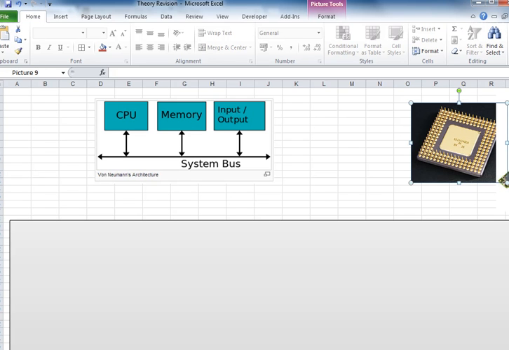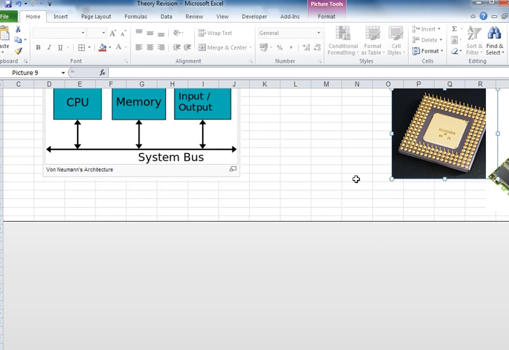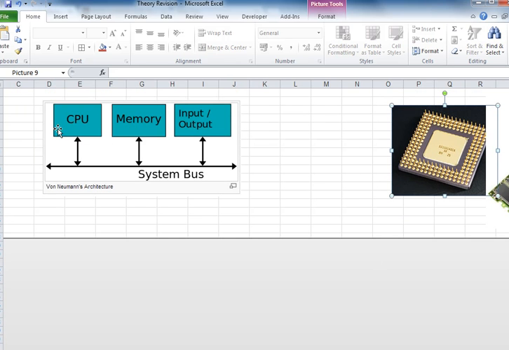Issues surrounding the internal workings of the CPU. The computer has a central processing unit. The system bus are the wires on the motherboard that allow the central processing unit to communicate with the internal memory, the RAM, and the input and output devices, primarily the keyboard for input and the monitor for output.